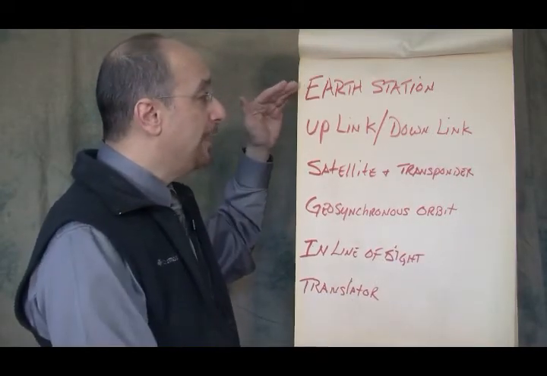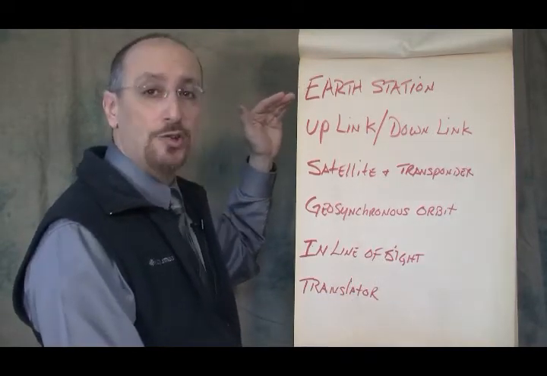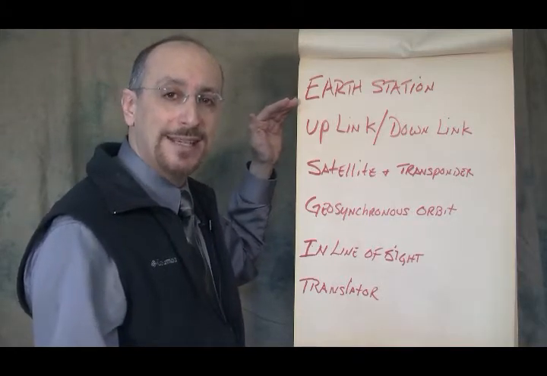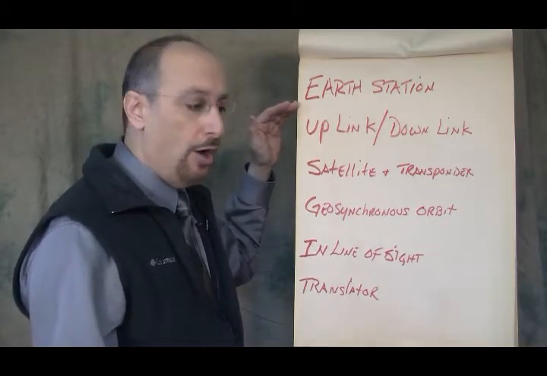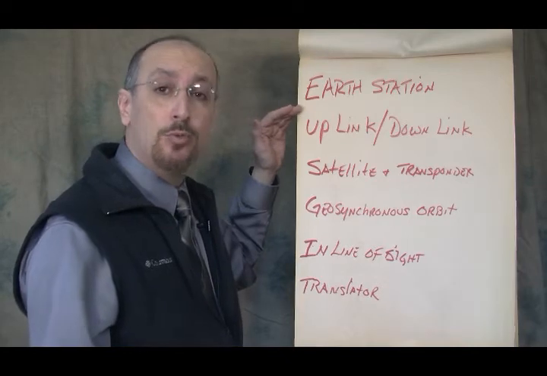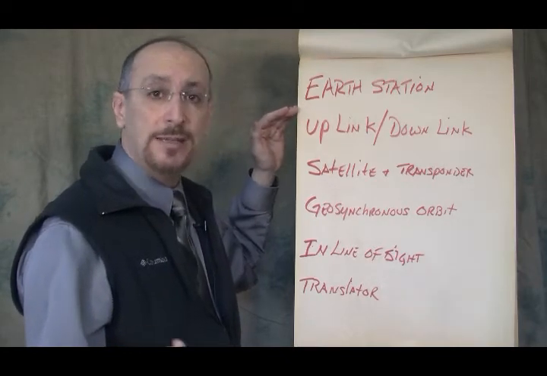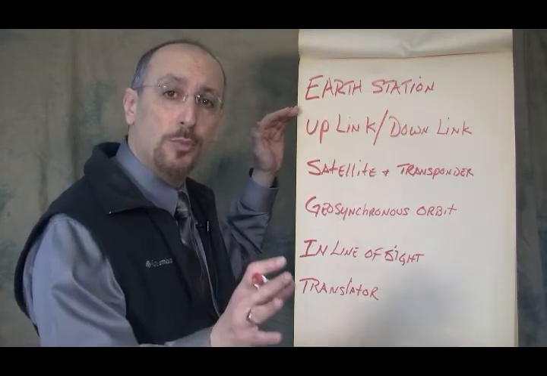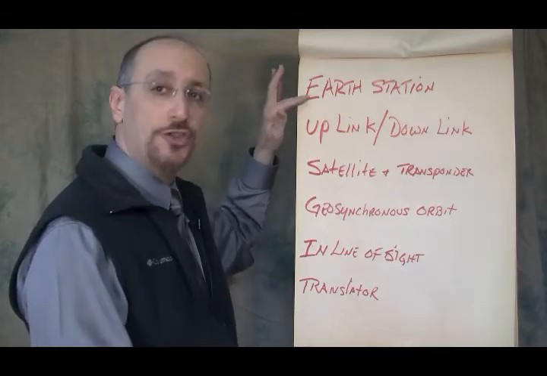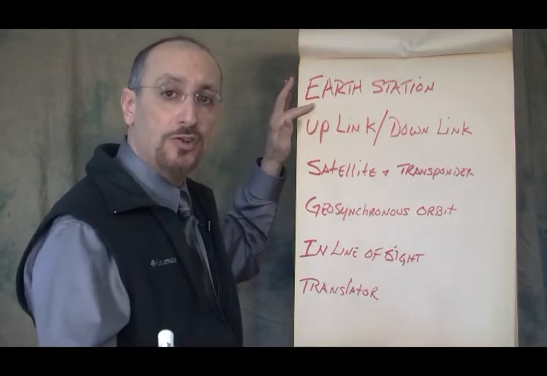So the first thing is Earth station. Earth station is where the signal originates from. An Earth station could be like the ABC Broadcast Center, or it could be a CBS Broadcast Center. It's where the programming is coming from. So Earth station, where the program originates from.